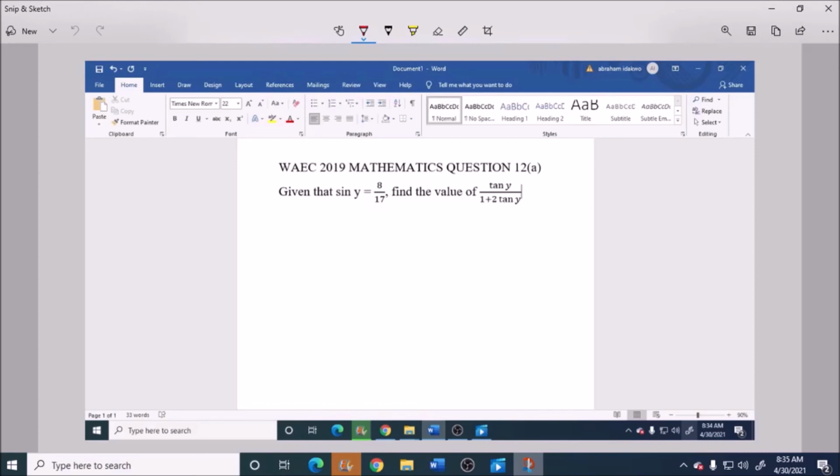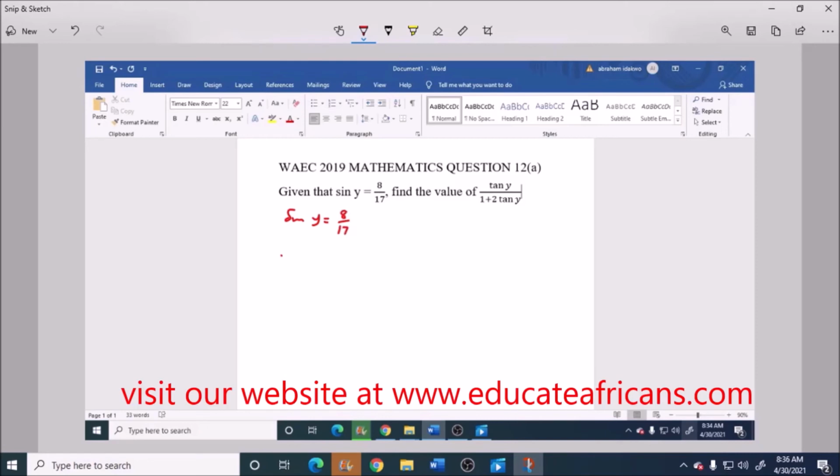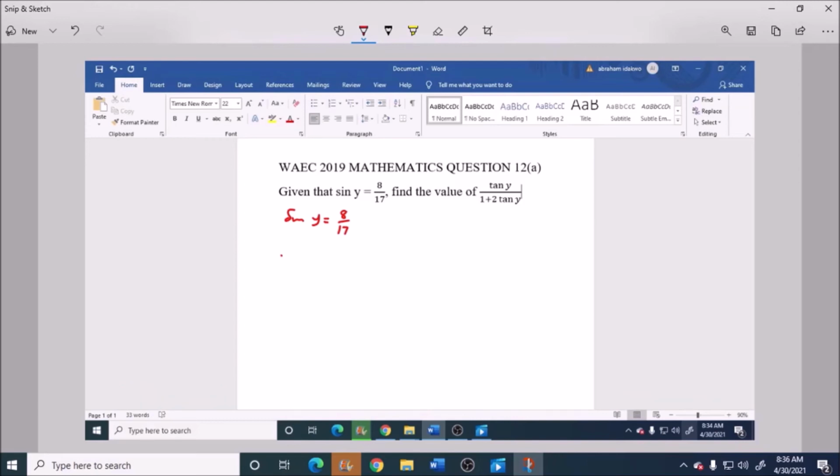Okay, all right, so we'll begin with sin y is equal to 8 over 17. So let us illustrate that with a right angle triangle. Now here we have the angle y, opposite is 8, and then hypotenuse is 17. Let's label here A, label here B, and here C.